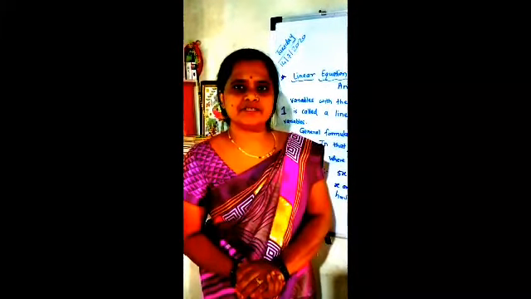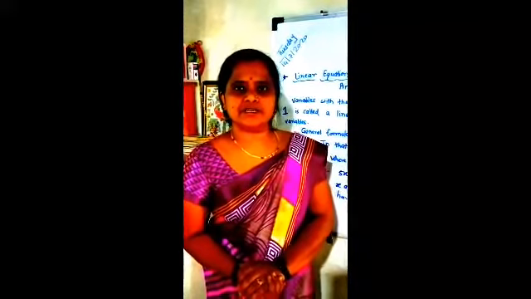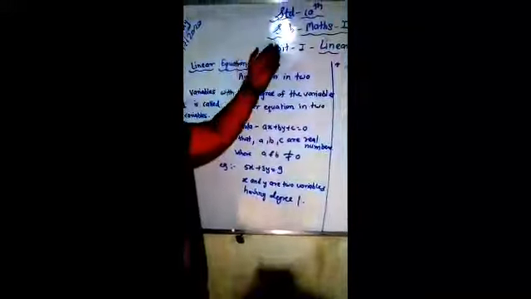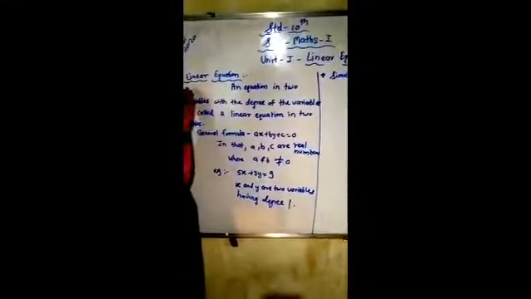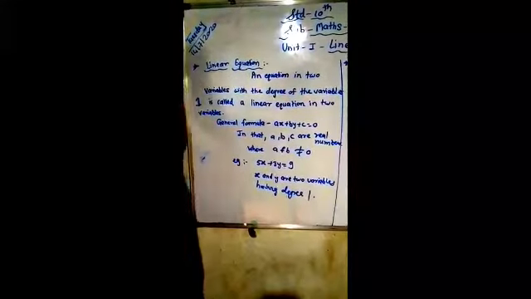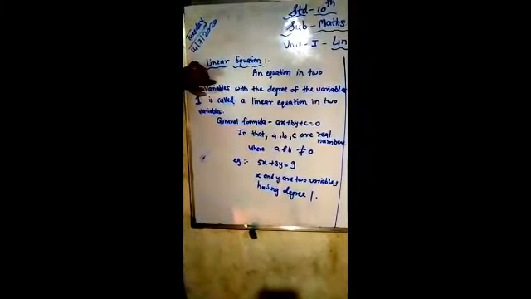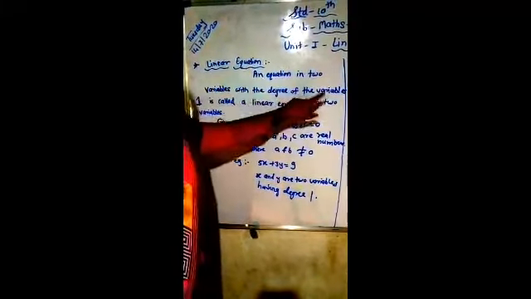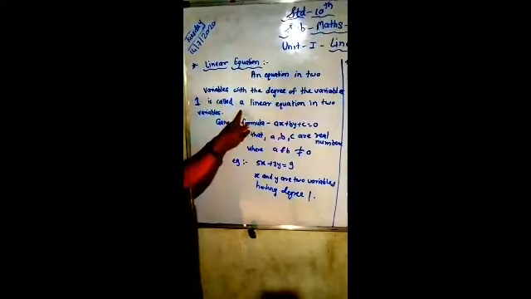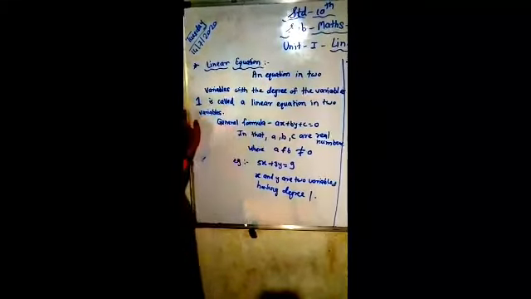Today we have to start the Maths 1 teaching. In that first unit, linear equation in two variables. In that we know what is meant by linear equation. An equation in two variables with the degree of the variables 1 is called a linear equation in two variables.